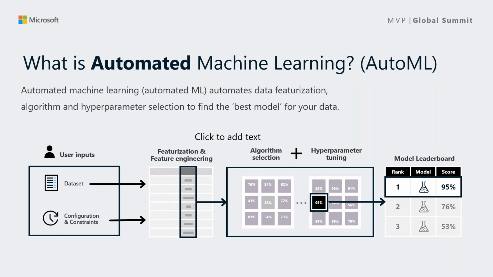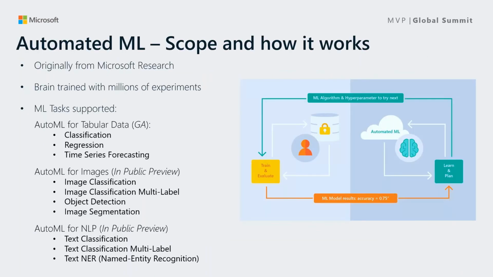see whether you want to continue with the model for deployment or you want to add this model for future use. So how does AutoML work right now in Azure Machine Learning and what is the scope? AutoML in Azure Machine Learning originally started from Microsoft Research, so it's backboned by a lot of research and experimentation.